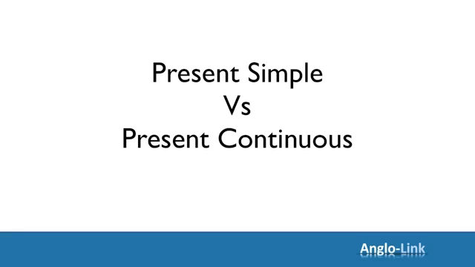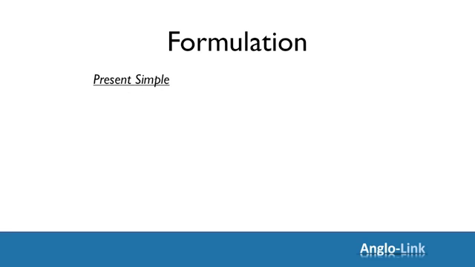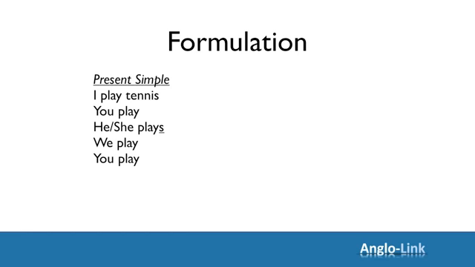Right then, let's get started and look at the difference between present simple and present continuous. Let's begin with formulation. How do we formulate each one of these tenses? Present simple. I play tennis. You play tennis. He, she plays tennis. That's right. Remember that little S you have to add to the verb with he, she, and it. We play tennis. You play, and they play. So, simple enough.